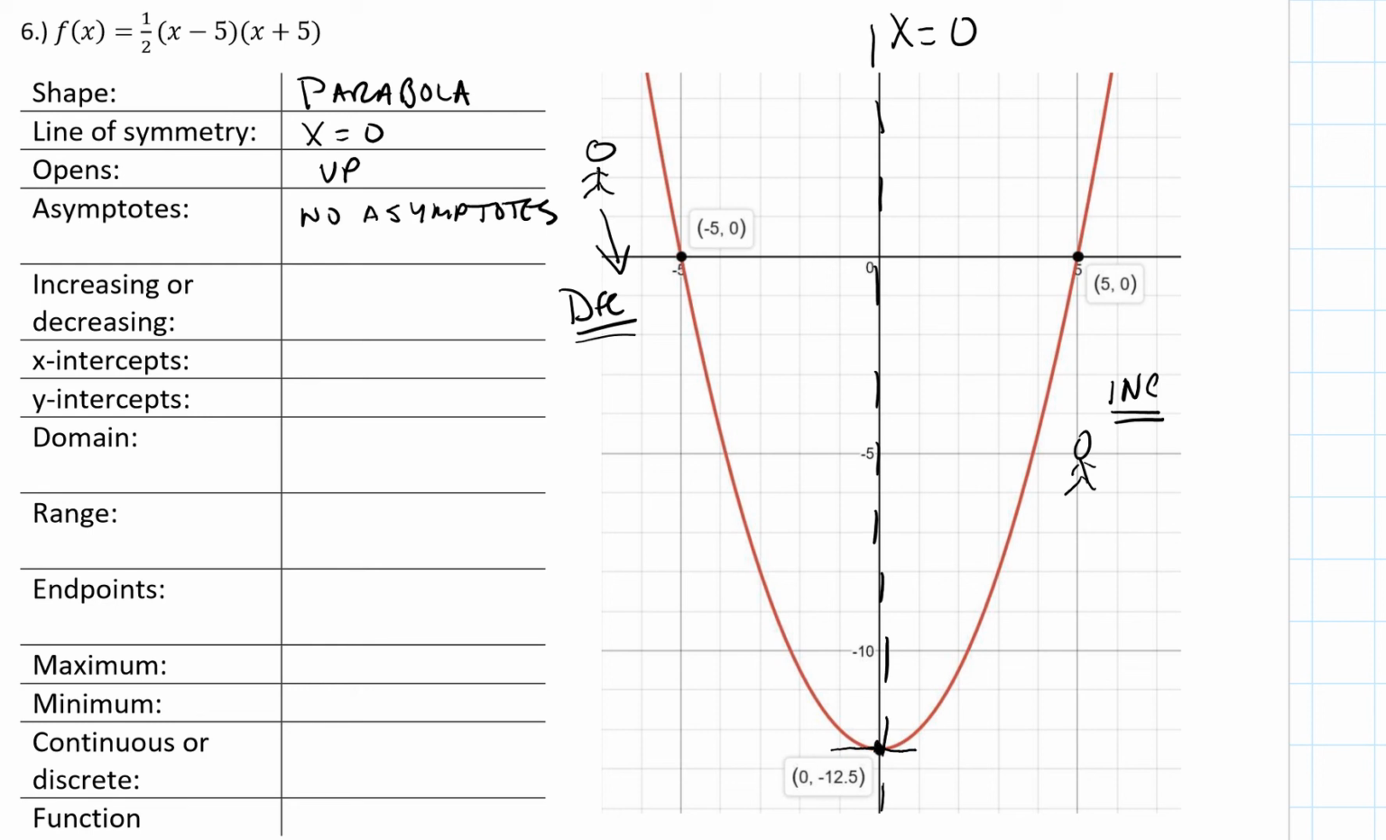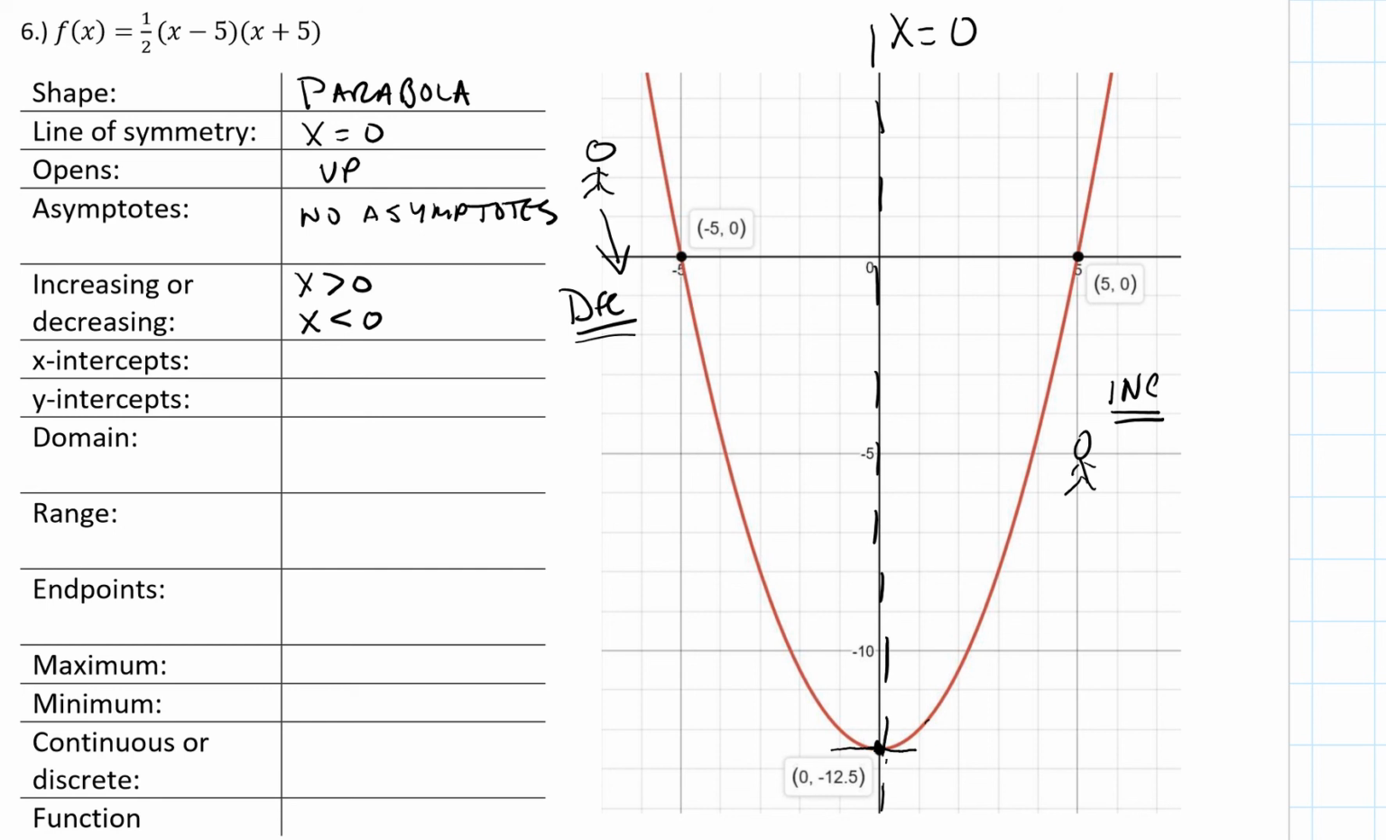So he's decreasing when x is less than 0. And then once we get on this side, he's increasing. As soon as we get bigger than 0, x is greater than 0, now he's increasing.